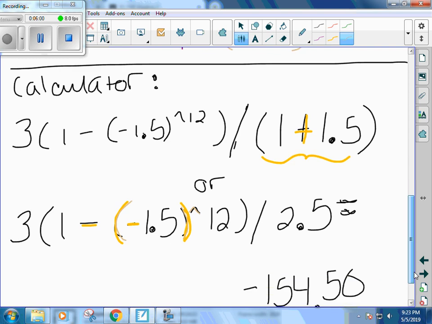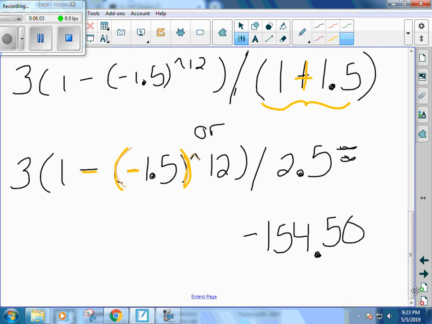Final answer, negative 154.5. And it's not exactly equal to that, it's approximately, so we like to put the little squiggles in to account for rounding.